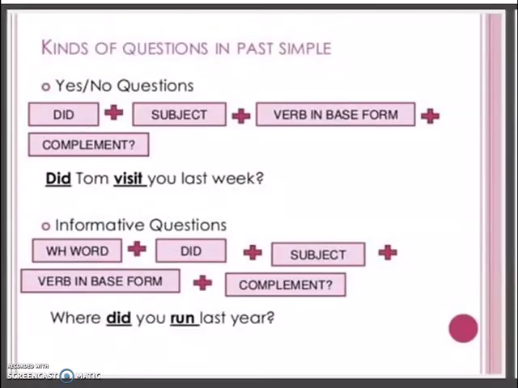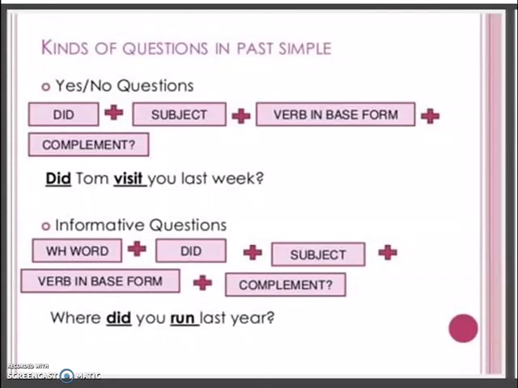Kinds of questions in past simple. We also have yes or no questions. We have to start with did, the helping verb did. Place it at the beginning of the sentence. And don't forget, of course, the question mark at the end. Did plus the subject Tom. Visit is the verb in base form, plus the complement, question mark.